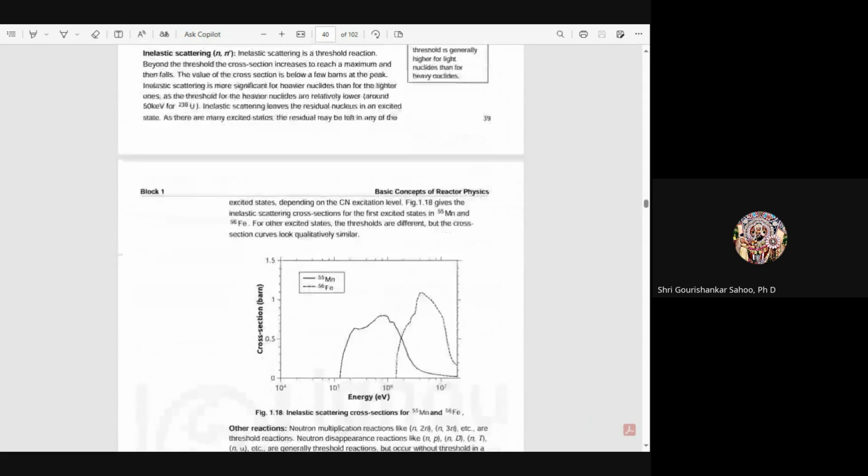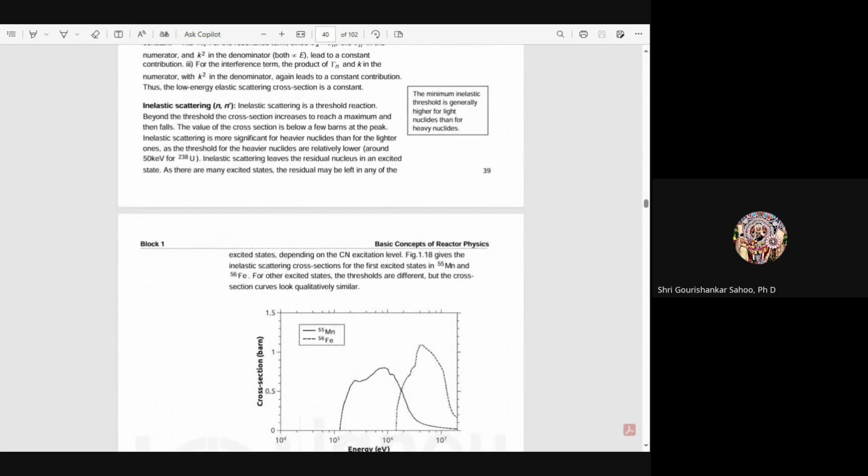And for inelastic scattering n dash, inelastic scattering is a threshold reaction. Beyond the threshold, the cross section increases to reach a maximum and then falls. The value of cross section is below a few barns at the peak. Inelastic scattering is more significant for heavier nuclides than for the lighter ones, as the threshold for the heavier nuclides is relatively lower, around 50 kilo electron volt for uranium-238.